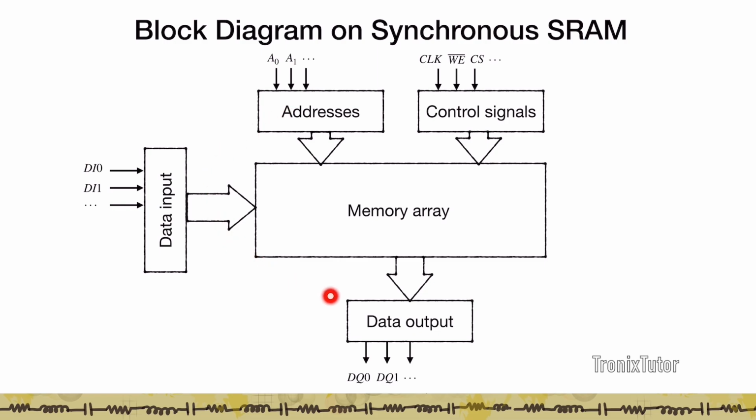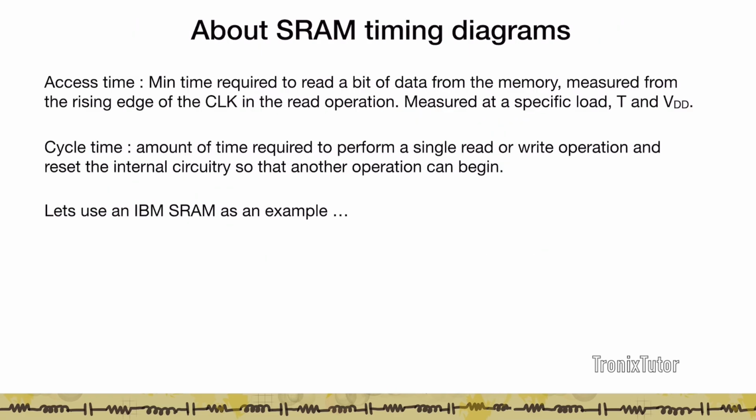And to synchronize all these operations, we have a bunch of control signals. Whenever you want to operate the SRAM, in addition to these addresses and data signals, you need to make sure you have the right control signals enabled so that data read or data write can be accomplished. Now, a couple of things about the SRAM timing diagrams.